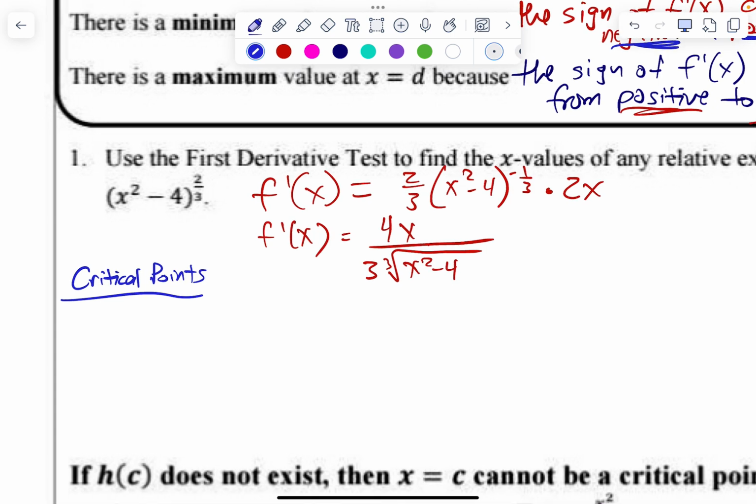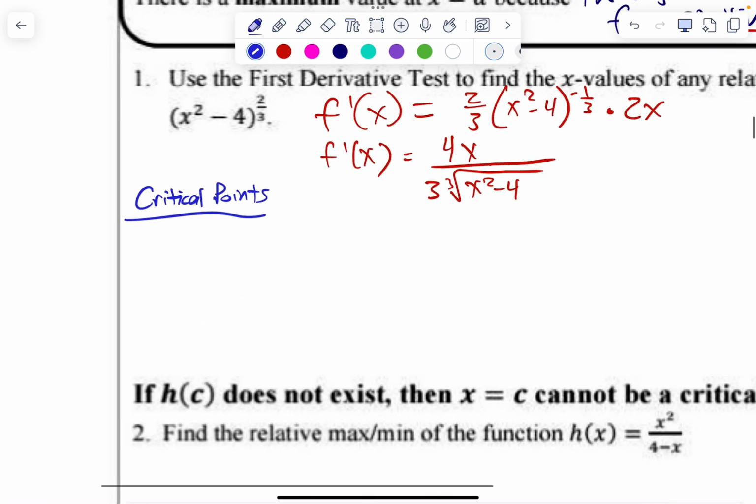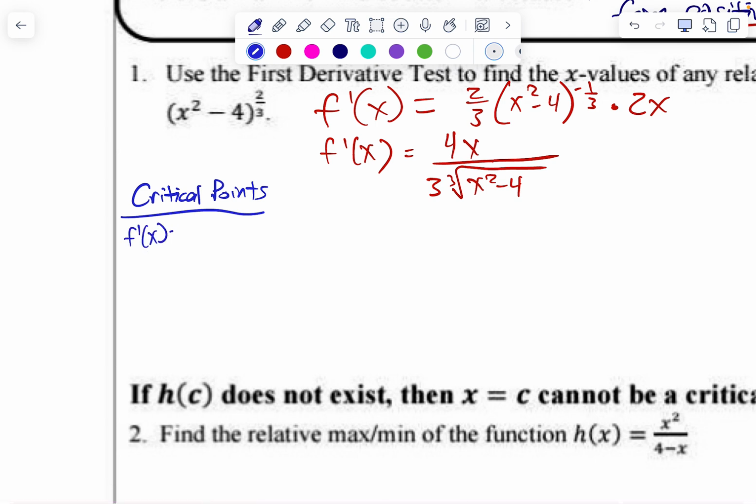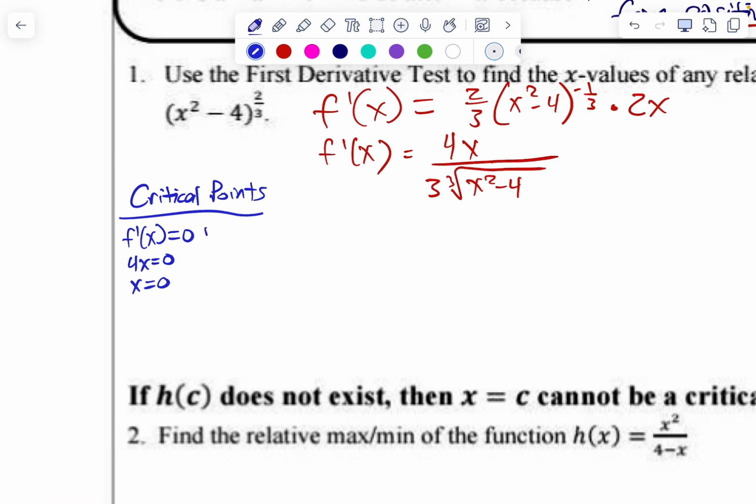You can do the top for zeros. Sorry. Note I'm saying f prime of x equals 0. That's one of our versions. Where does that happen for this one? At 0, but do make sure that it doesn't make the denominator 0, because that would not work. And in this case, it's fine. So that's just setting 4x equal to 0, so we have a critical point at 0. What else do we need to check?